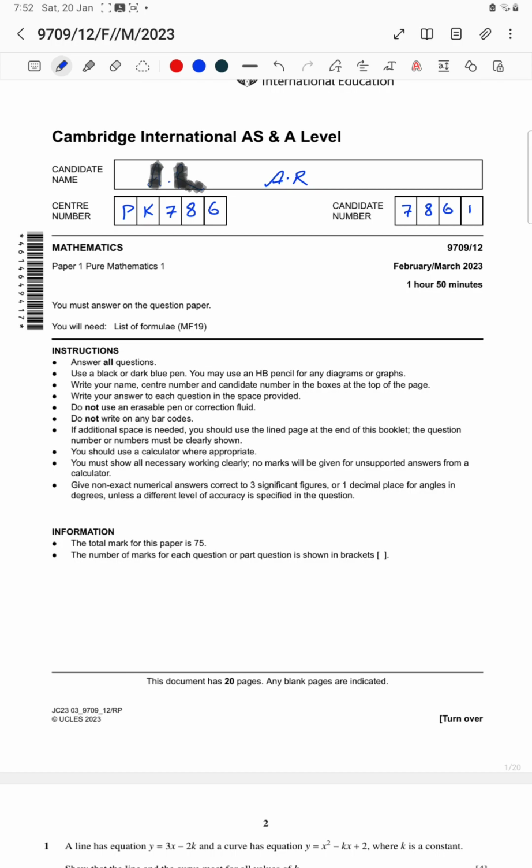Guys, before we start solving this paper, February March 2023, code variant 1 2, you need to fill this title page according to the data mentioned in your statement of entry, and it's a very important thing before we start the exam. Do fill this first. Any candidate number, whatever you have, write it here, and your center number, and then candidate number. Right. Now let's start the paper.